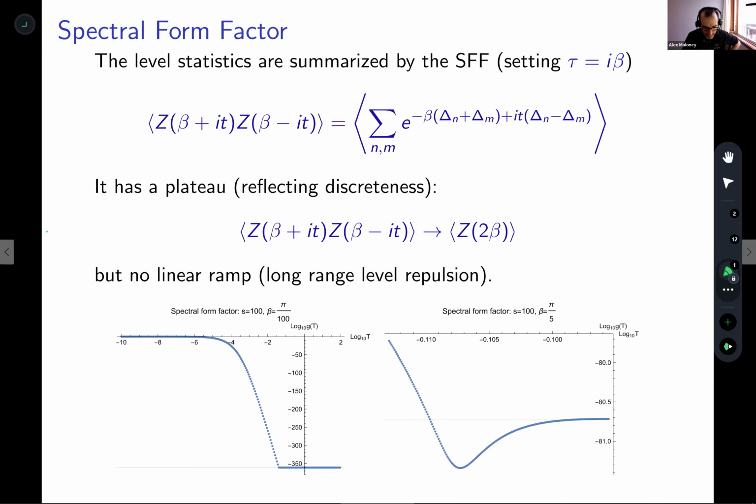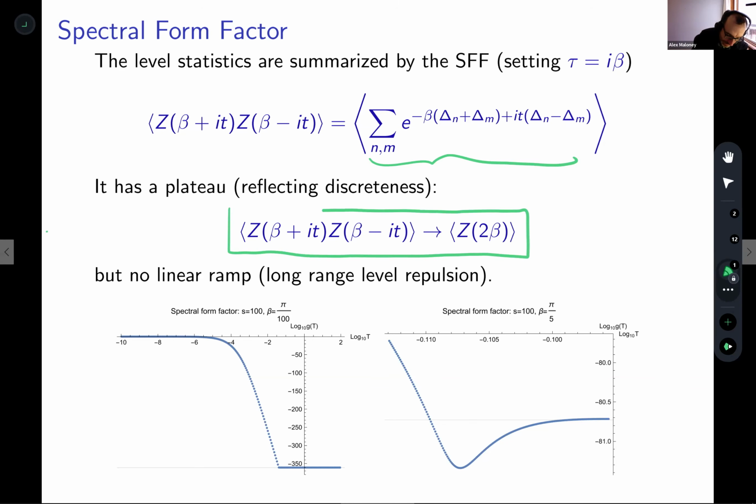Great. Okay. So you can write down the spectral form factor. What is the point of the spectral form factor? Well, the spectral form factor is this thing that characterizes the spectral statistics by looking in Lorentzian signature. In particular, a general consequence of unitarity is that if you go to late time for the spectral form factor, you're going to approach a constant.